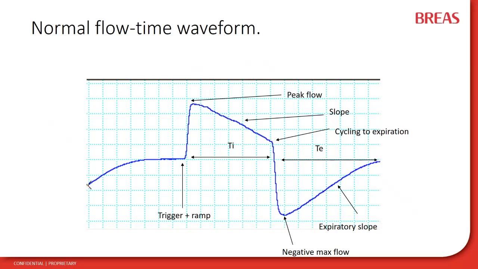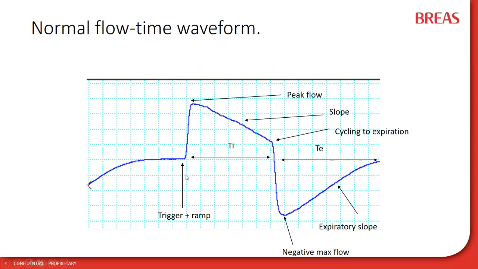Let's start identifying our dependent variable. As I said before, in pressure modes, the dependent variable containing the majority of information is the flow time waveform. We can make a sort of anatomy of the normal flow time waveform.